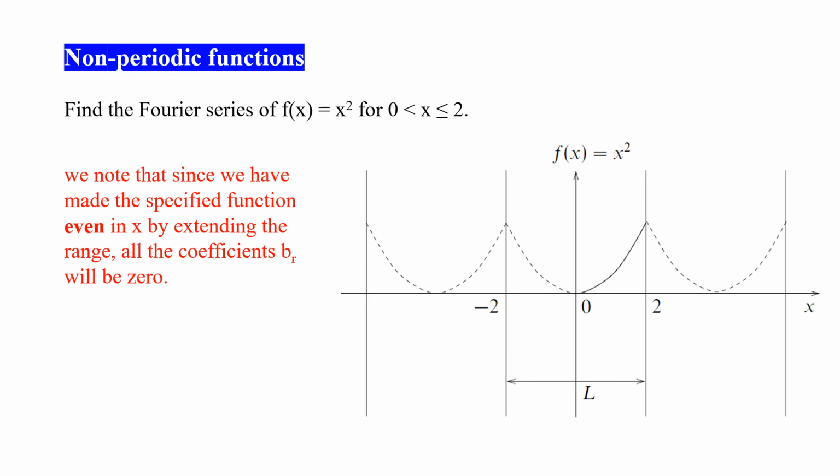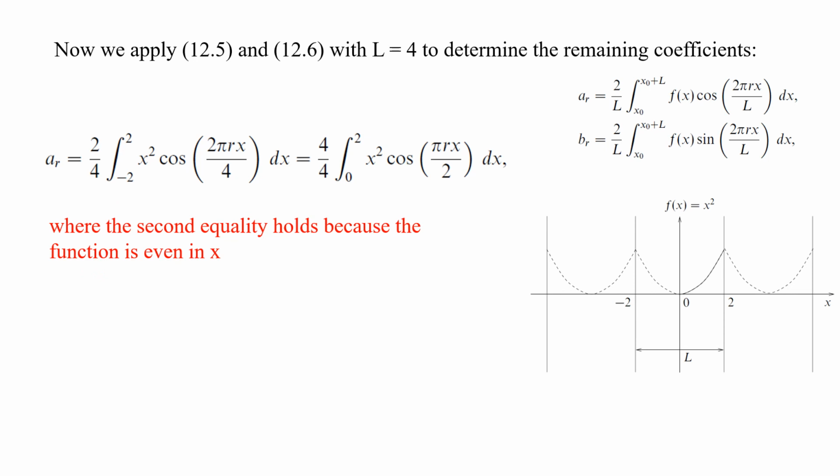Note that since we have made the specified function even by extending the range, all the coefficients b_r will be 0. Because if you remember, your sine function, which contains your b_r, is only for your odd functions. Now we apply equations 12.5 and 12.6, your a_r and then your b_r coefficients, with your period L equal to 4 to determine the remaining coefficients. However, since it is an even function, all your b_r terms are equal to 0, and you are only going to solve for your a_r.